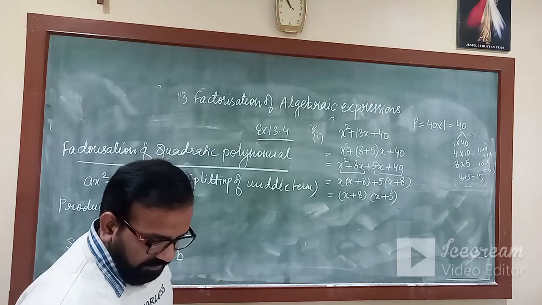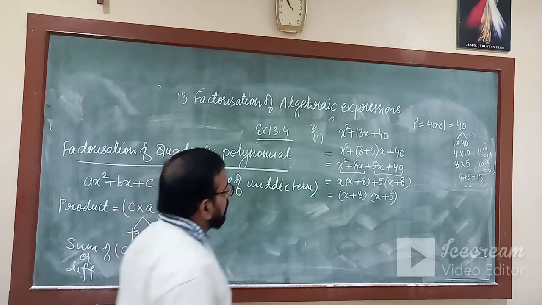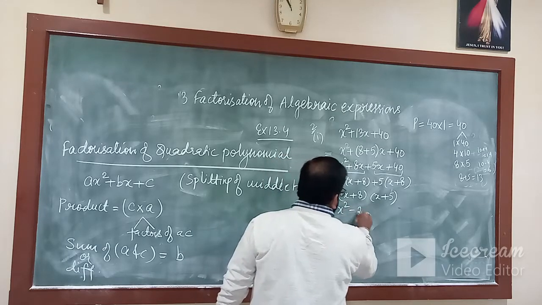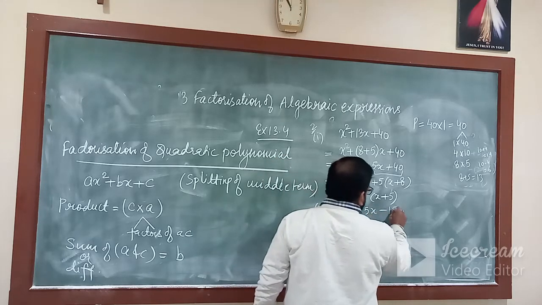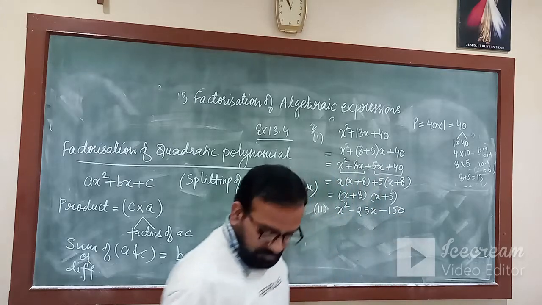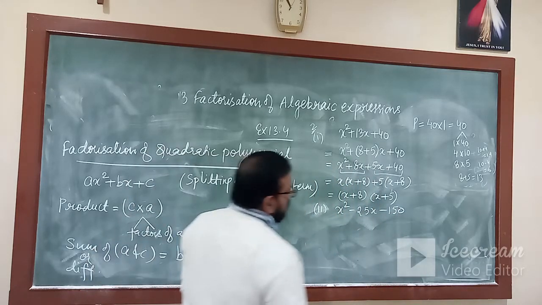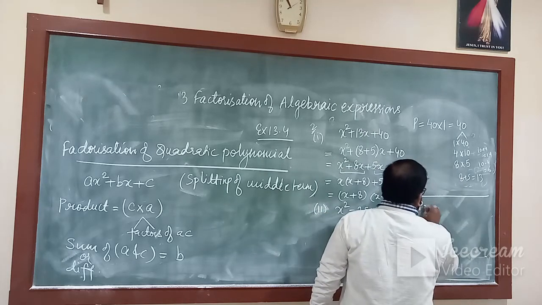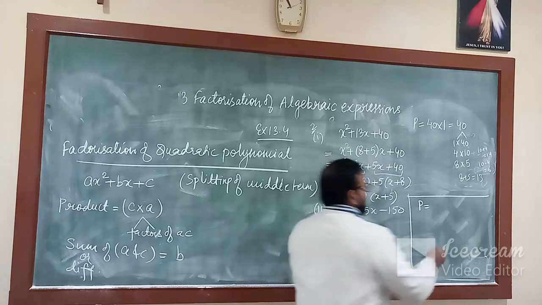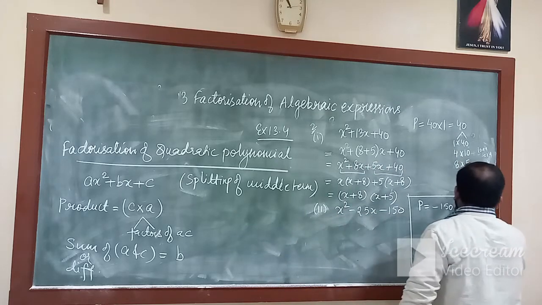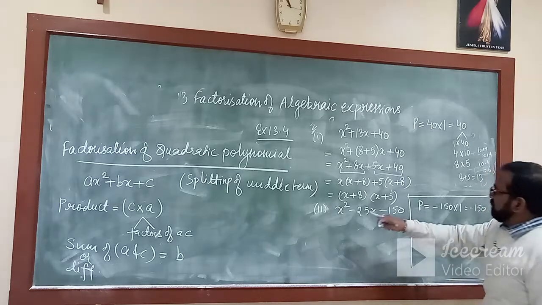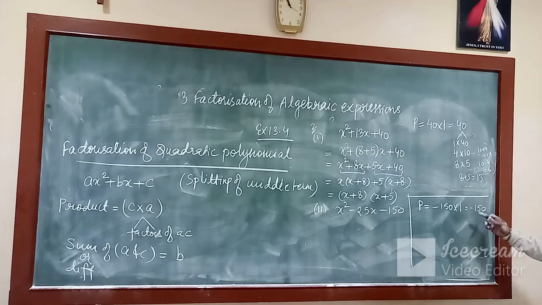Okay, then suppose I have to factorize x square minus 25x minus 150. Now what will be my product? My product will be minus 150 into 1. Okay, don't forget it is the product of constant term into the coefficient of x square. So product is minus 150.